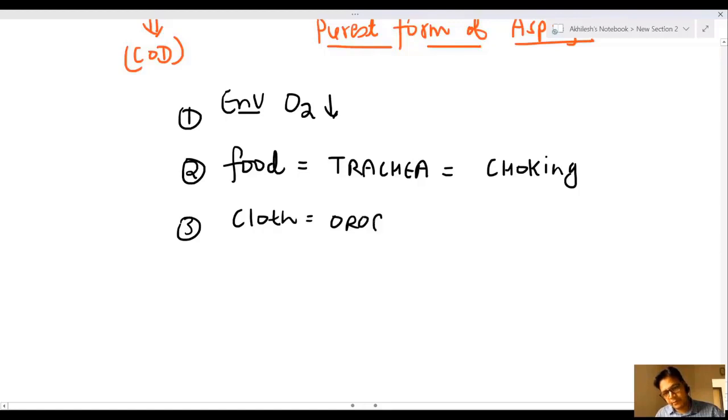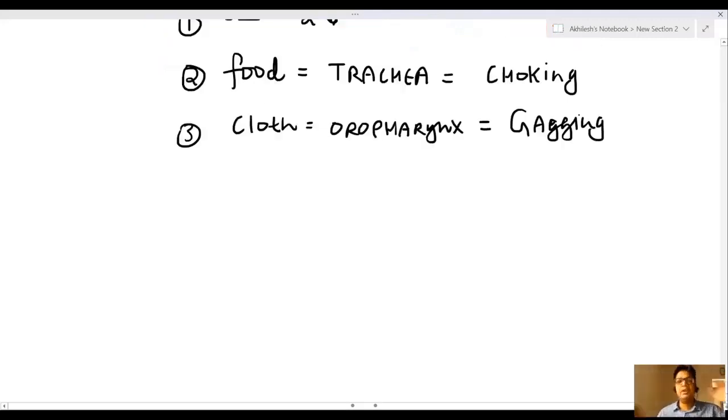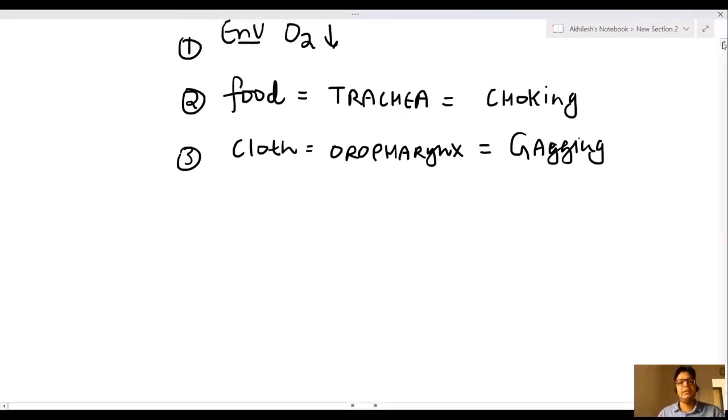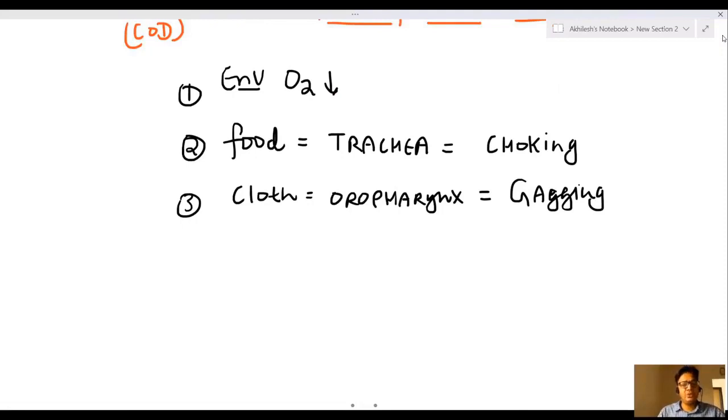If a cloth piece goes into the oropharynx, it is gagging. So in suffocation, there will always be CPC, because the cause of death is always asphyxia. First, lack of oxygen around you. It may be air pollution, pollution inside a car or theatre, or a sigri or angithi kept in the house. Food in trachea is choking. Sometimes you put cloth to keep the mouth shut, but the cloth goes into the oropharynx and can cause gagging.